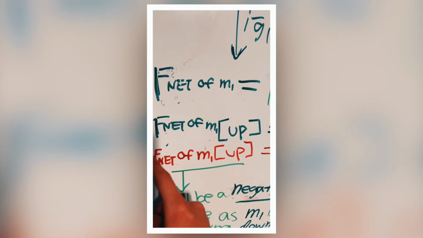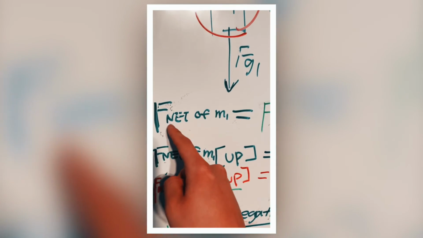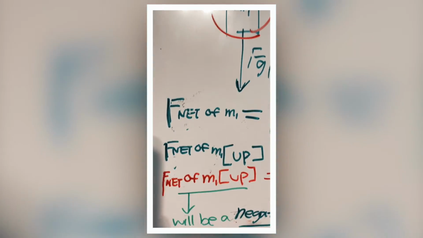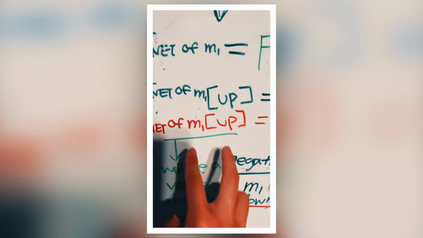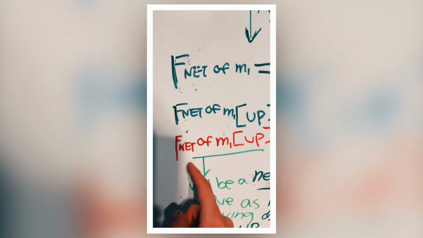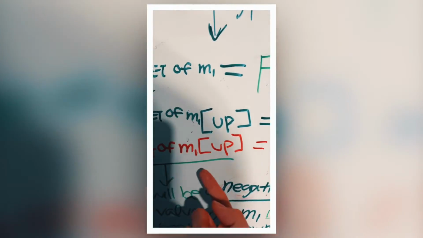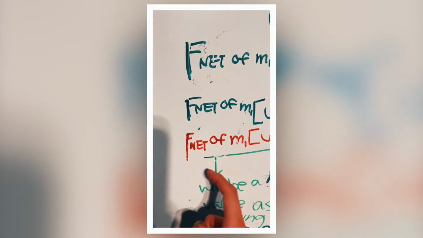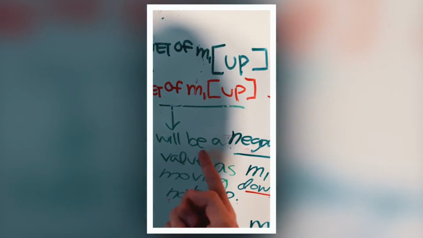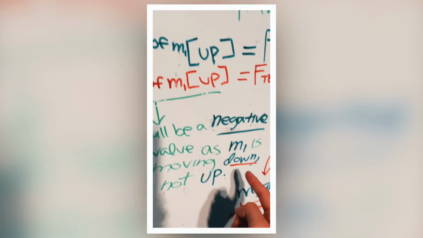Claus could have just added negative to F net M1, right? Because F net of M1 is originally a negative value. Think about it. If the vector direction is up, but in reality the whole thing is going down, then this has to be negative, right? If the direction is up, then F net of M1 has to be a negative value, as M1 is moving down, not up.